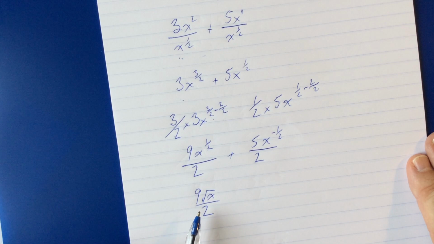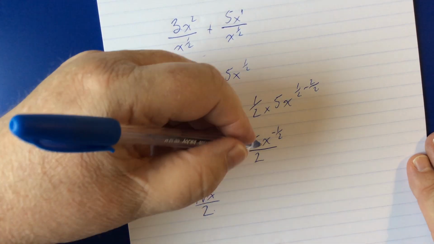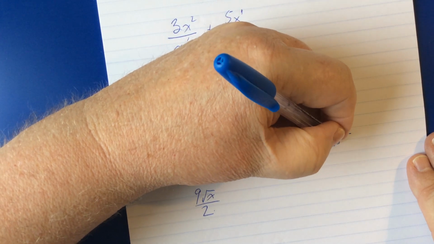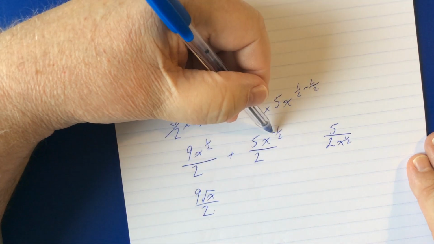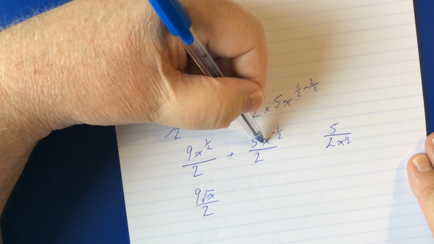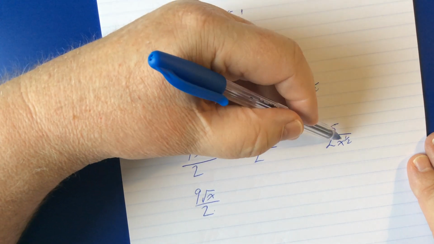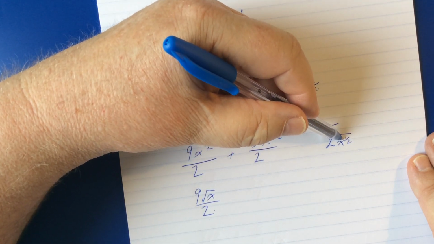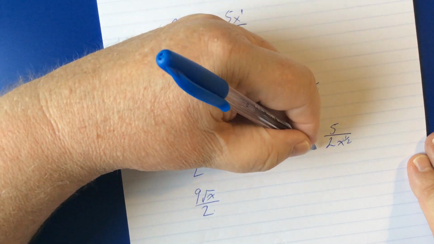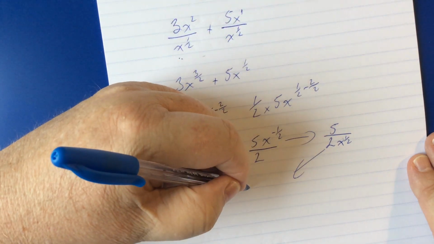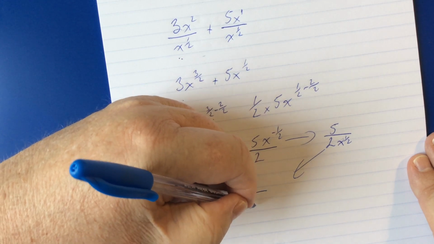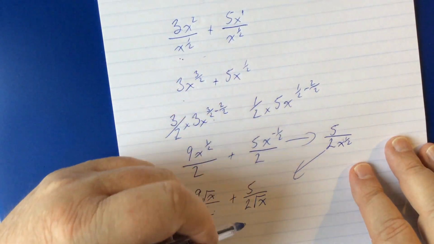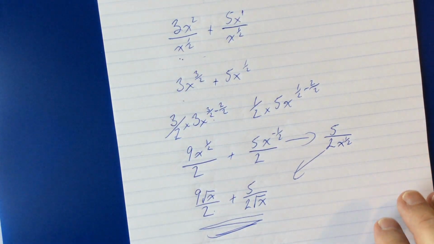Let me get that into frame for you. 9 root x on 2. This one we'll do a tiny bit of work on. This negative here, if we move the x down to the denominator, this becomes positive. So the process is as follows. 5 over 2 root x. This is the square root of x. And so this is our answer.